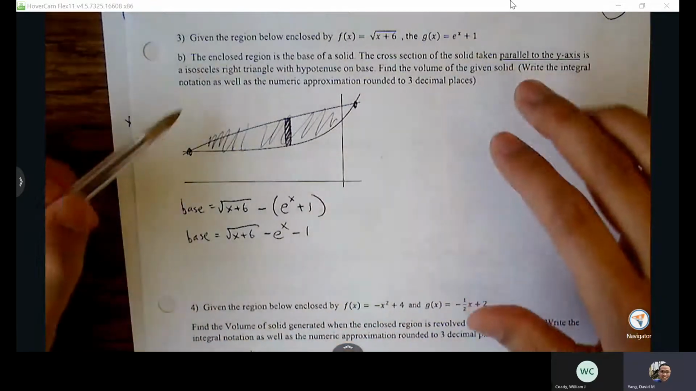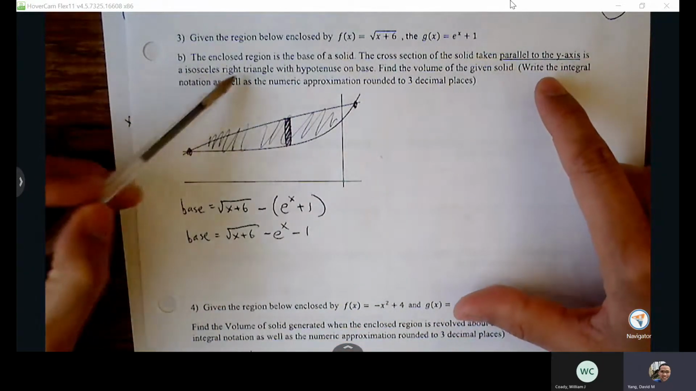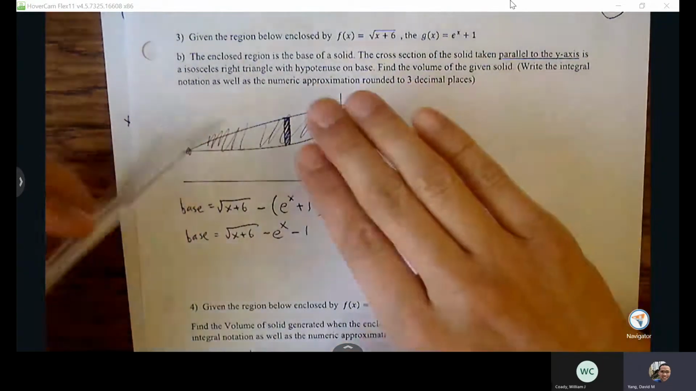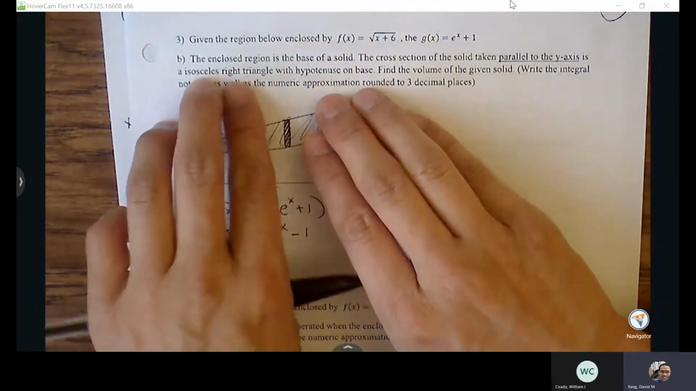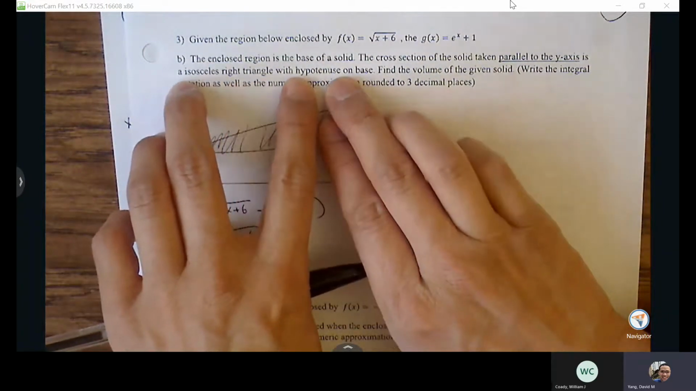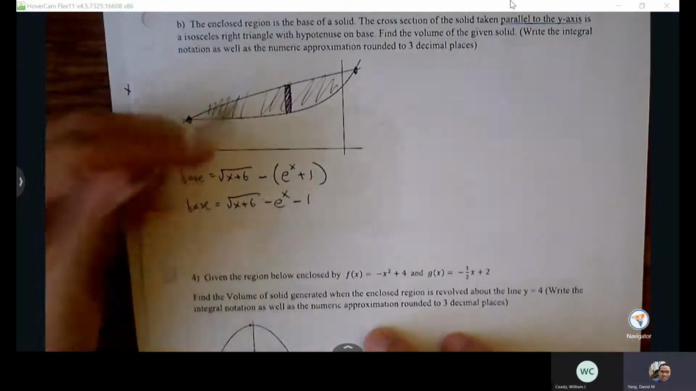Okay, let's build our area. It's an isosceles right triangle with hypotenuse on the base. Most of your formulas will be base squared. The only difference is what's out in front. This is going to be 1/4 base squared.